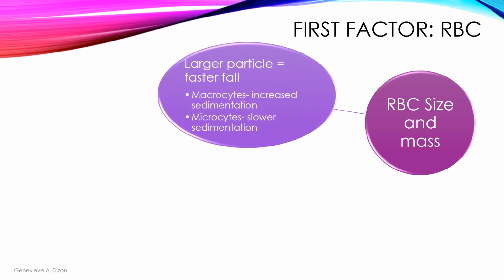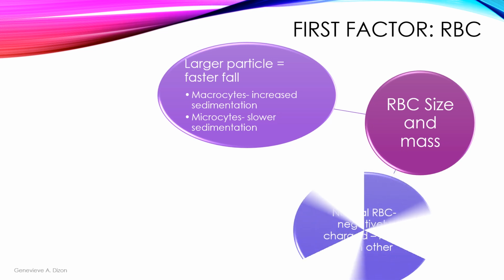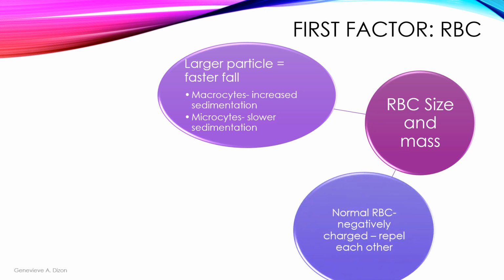The principle is, the larger the particle, the faster it would fall. That's why macrocytes, which are bigger red blood cells, would have an increased sedimentation rate because of their bigger size, while microcytes would have a slower sedimentation rate because of their smaller size. Now, normally, red blood cells are negatively charged, so they repel each other. They more or less are separated.